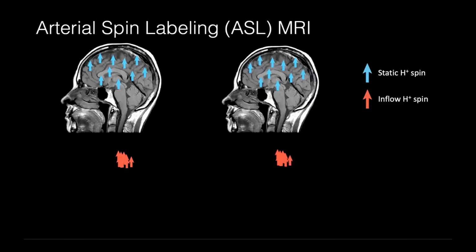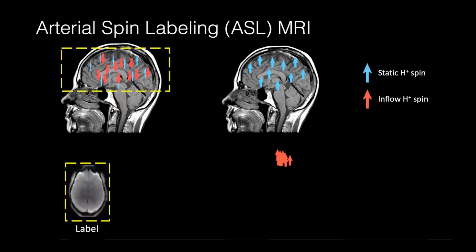Now, I'm going to use the following animation to illustrate the general principle of ASL. First, we create a label in the arteries by a process of magnetic inversion. Then we wait for the labeled blood to reach the brain tissue before we make an image.